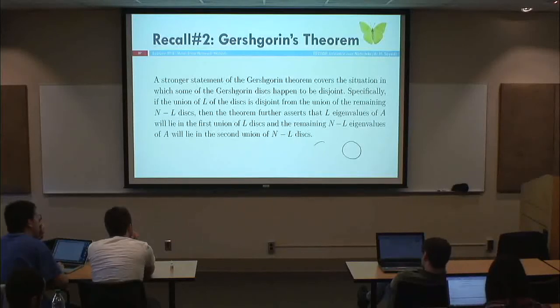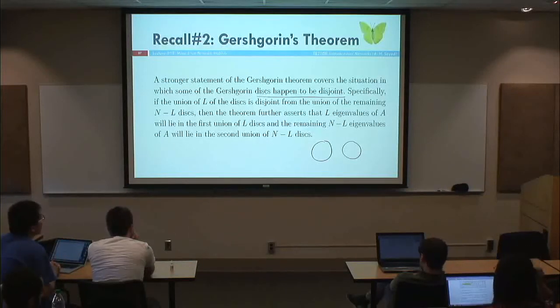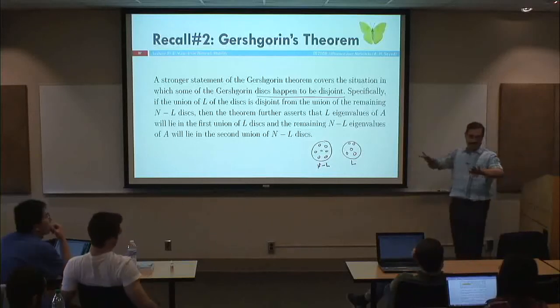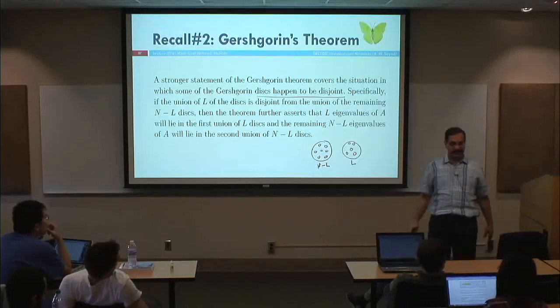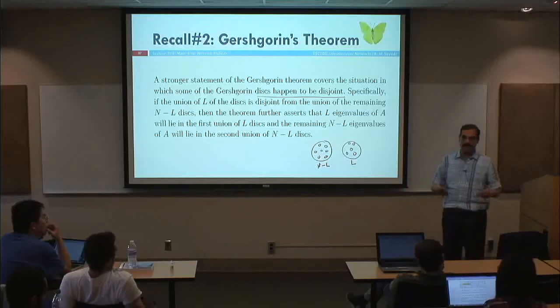Now the other part of the theorem, which is also interesting, is if the union of the circles happens to be like this, two disjoint sets. So here it is. If some of the disks happen to be disjoint, let's say I have L disks here and the rest here, n minus L, then L of the eigenvalues will be here, and n minus L will be here. The eigenvalues will also split in a similar manner. I'm not proving this theorem, I'm just stating it.